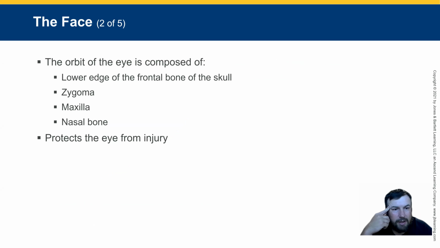The orbit of the eye is composed of the lower edge of the frontal bone in the skull, the zygoma, maxilla, and nasal bone. It protects the eye from injury. I think it protects about 80% of the eye is what it does.